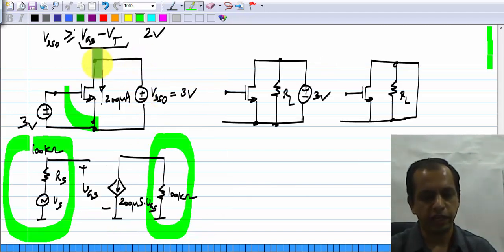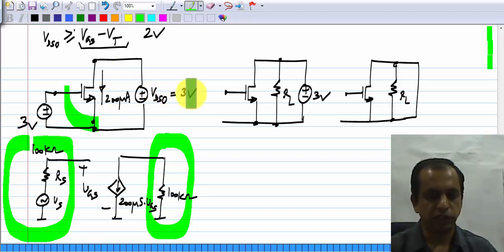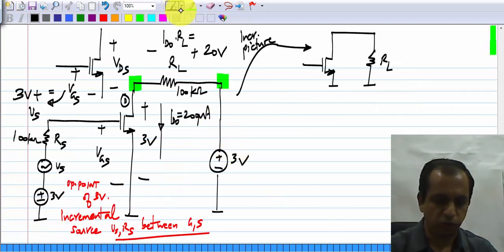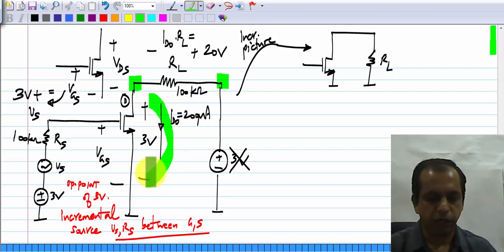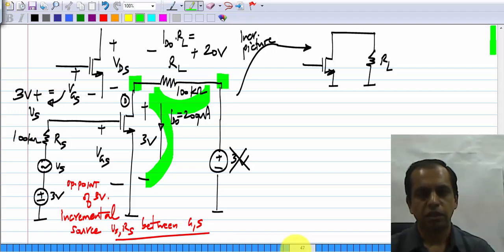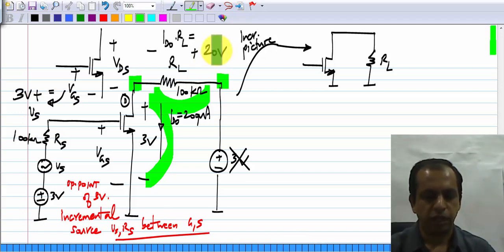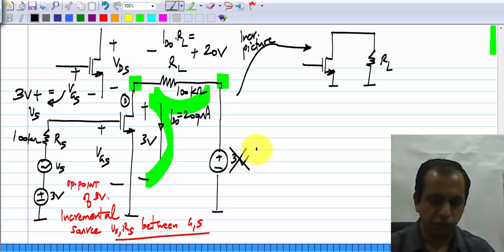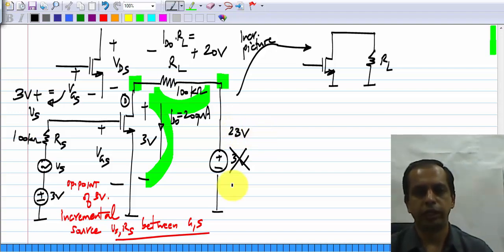Originally this voltage source was directly across the drain and source. So, this is equal to whatever VDS you need. Now, this voltage should not be 3 volts, but it is equal to whatever VDS you need plus whatever drop you have across the load resistor. Okay. So, if you have a 20 volt drop across the load resistor and you want 3 volts here, this should be equal to 23 volts. Okay.